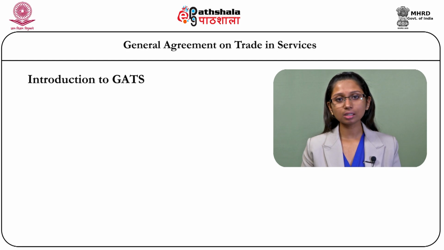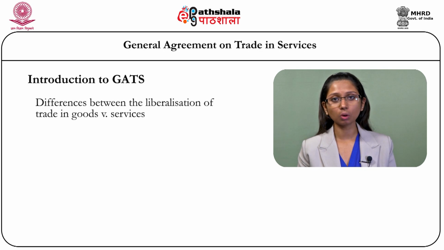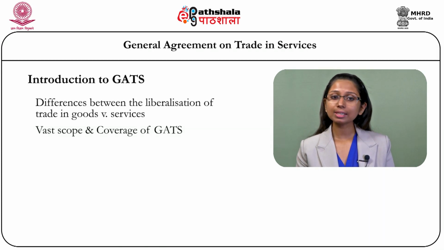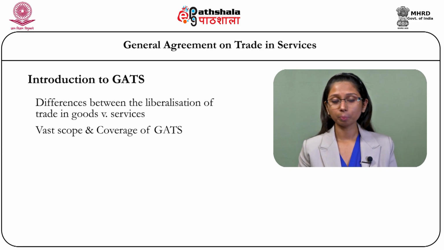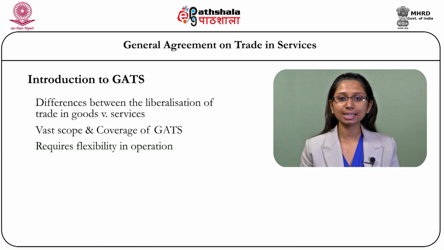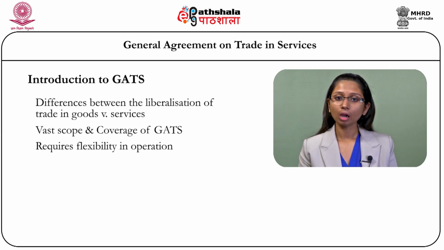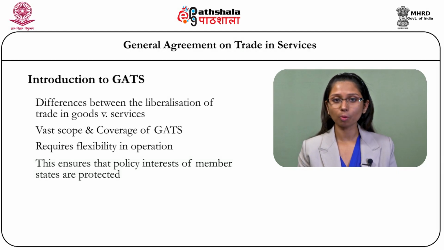Now, having discussed this brief overview, let us look into the basic differences between the liberalization of trade in goods vis-a-vis its liberalization in services. There is a vast scope and coverage of GATS as it covers cross-border trade and also trade across various sectors and industries. Now, flexibilities that are given to the member countries to liberalize their trade and services are therefore in proportion to the challenges that are involved in the opening up of services.